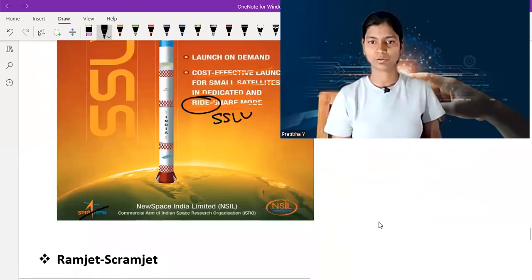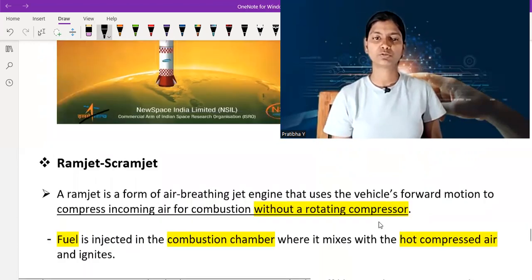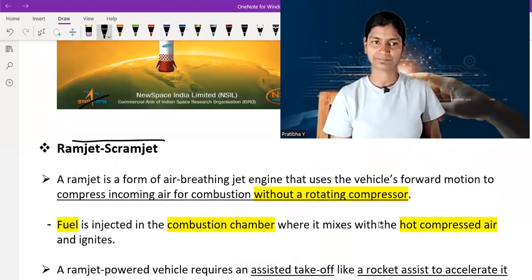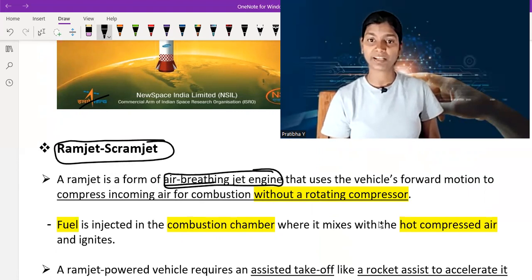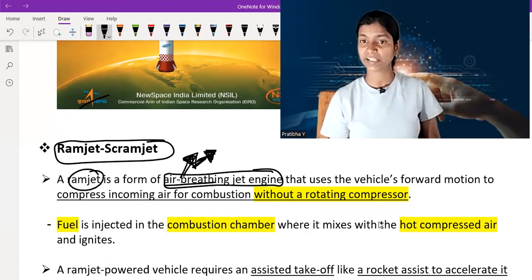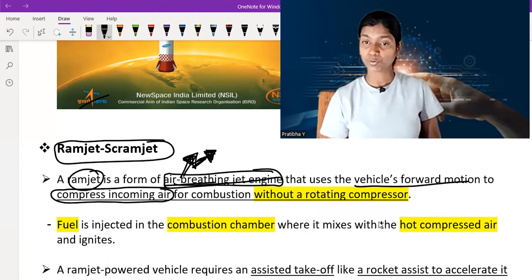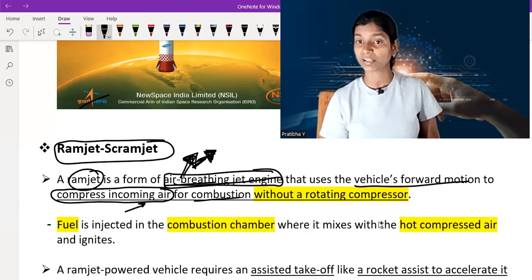Okay, so now let's move on to the ramjet and scramjet. A ramjet is a form of air-breathing jet engine. That means it is a jet engine which uses air as a breathing material. So a ramjet is a form of air-breathing jet engine that uses the vehicle's forward motion to compress incoming air for combustion without a rotating compressor.